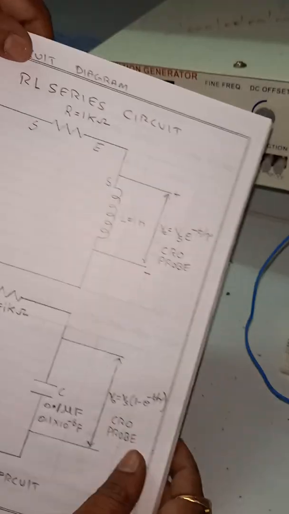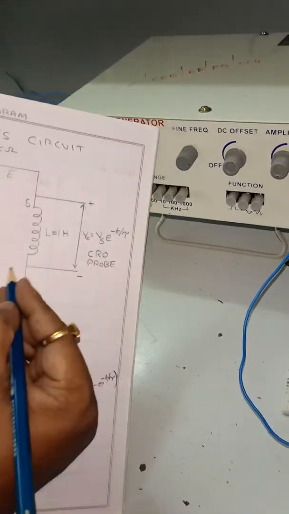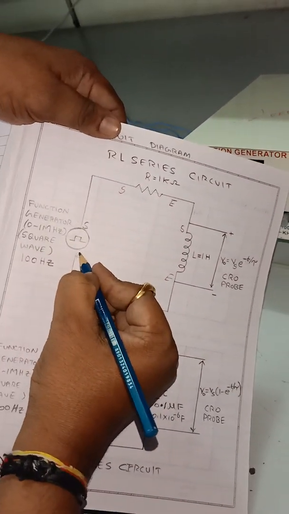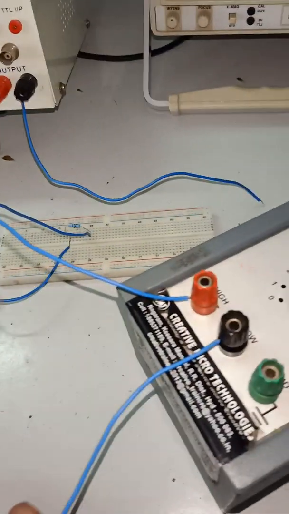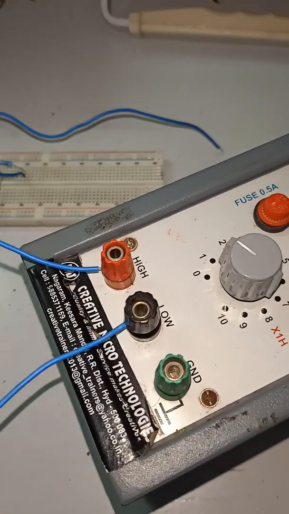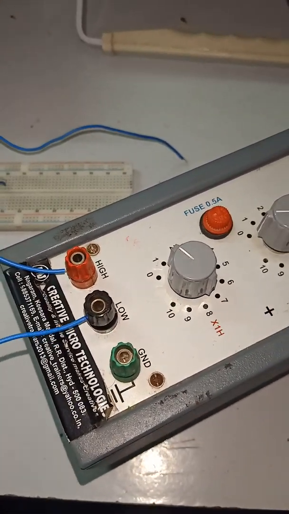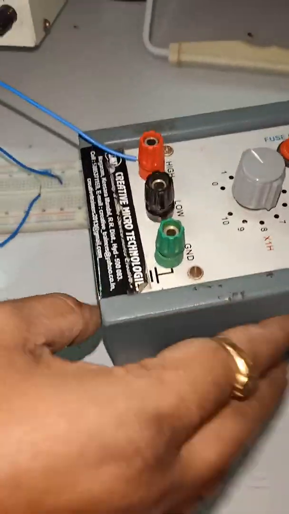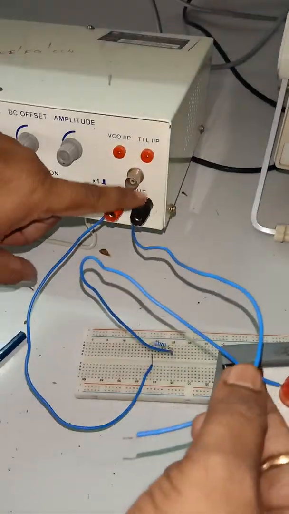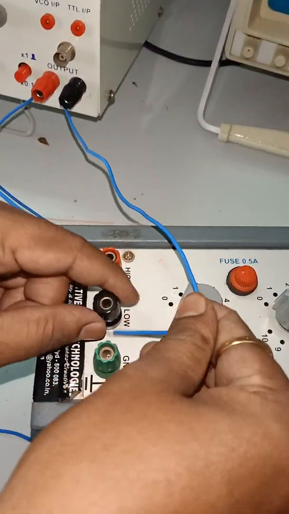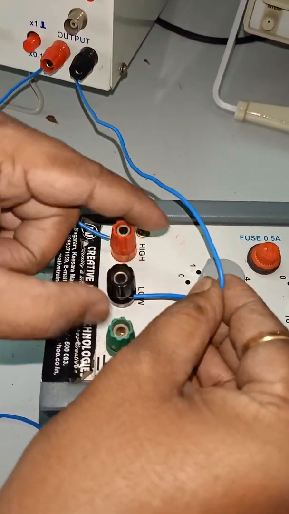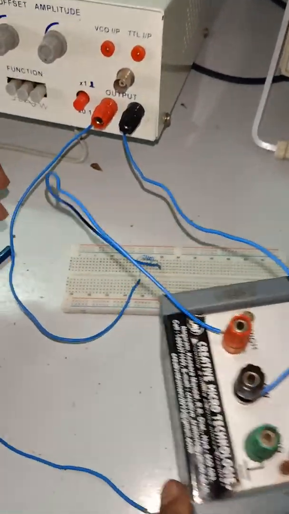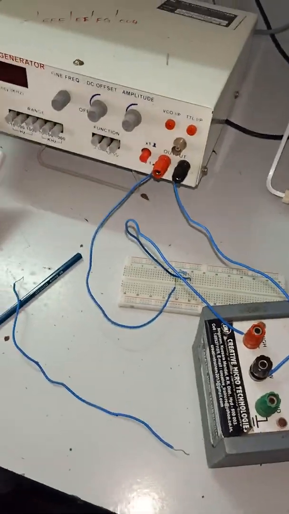At the same time, the ending terminal of the inductor is connected to which point? The ending terminal of the function generator. So this is the ending terminal of the inductor, which is connected to the ending terminal of the function generator.